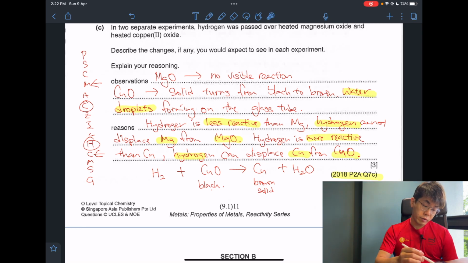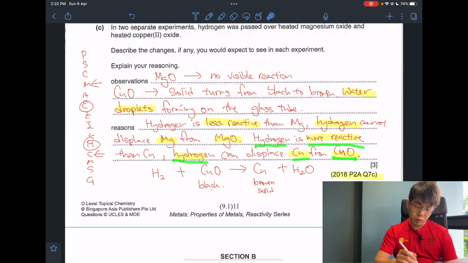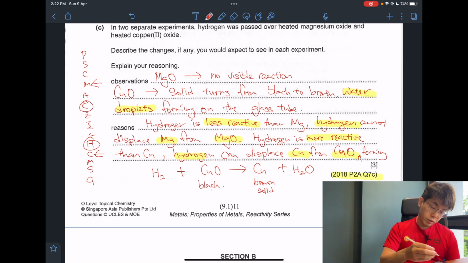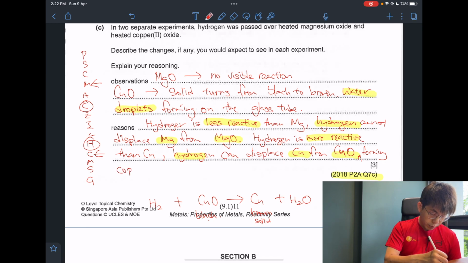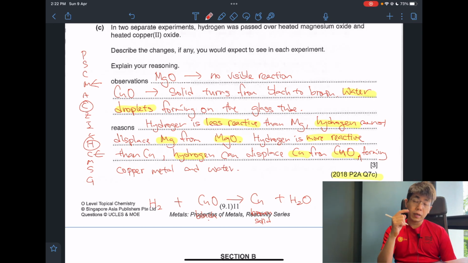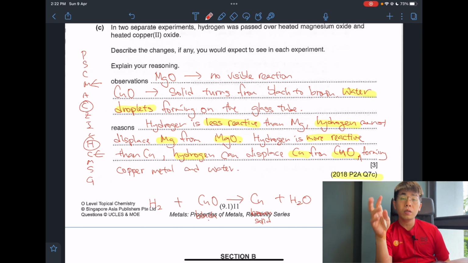Let's take a look at our reason. Hydrogen is more reactive than copper. Hydrogen can displace copper from copper oxide, and then I'll add in forming copper metal and water. So that's how you answer 2018 question 7C. I hope that helps. Bye.